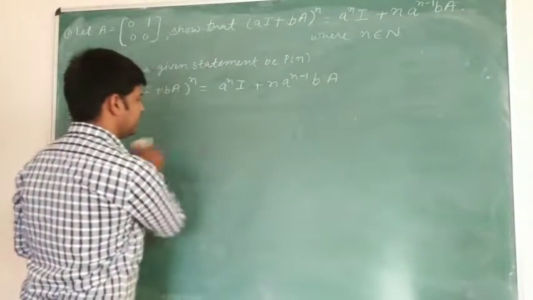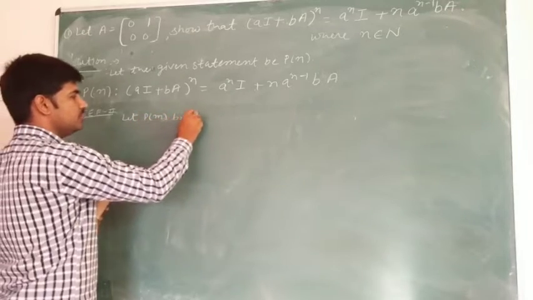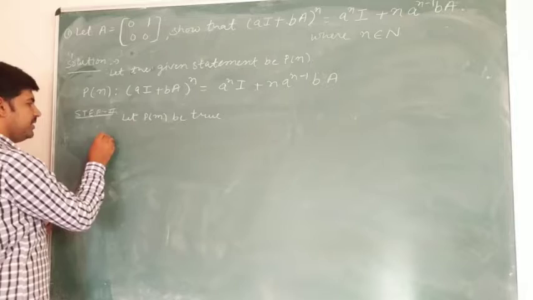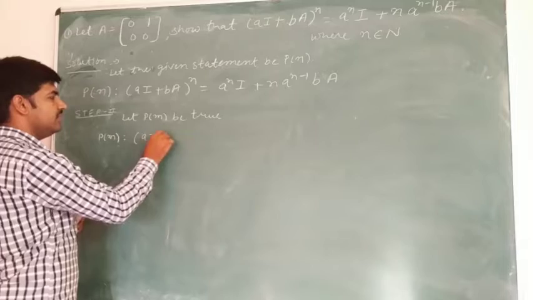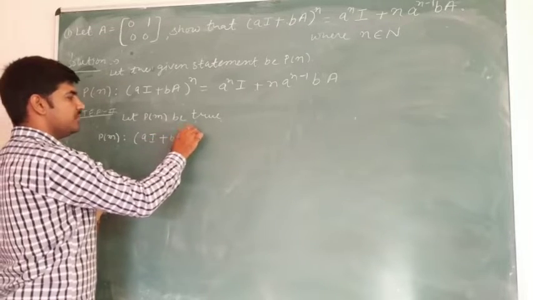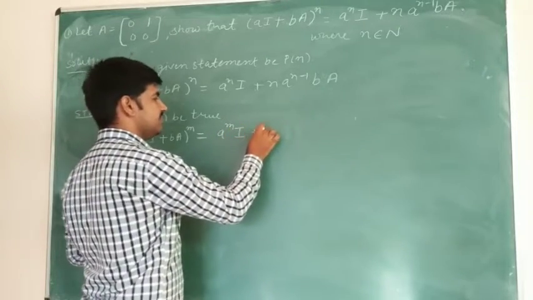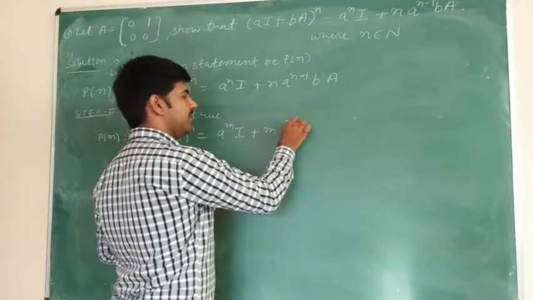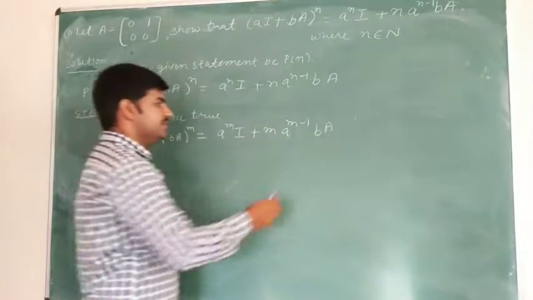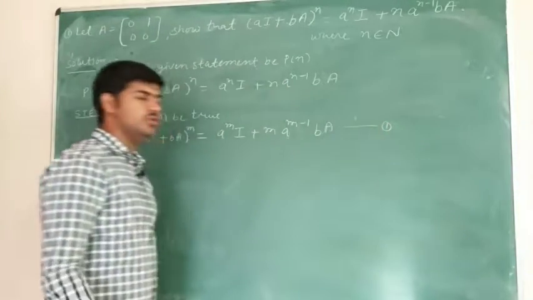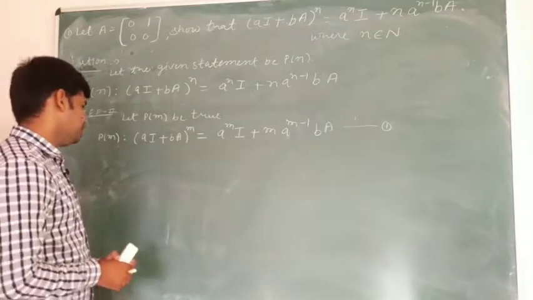So here I am supposing let Pm be true. The statement Pm is (aI + bA) raised to the power m is equal to a raised to the power m times I plus m times a raised to the power m minus 1 bA. This is actually Pm, students. Now if this Pm implies that Pm plus 1 is true, then using the principle of mathematical induction we can say that the given statement is true.